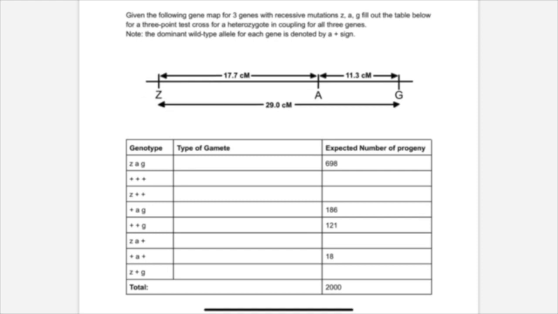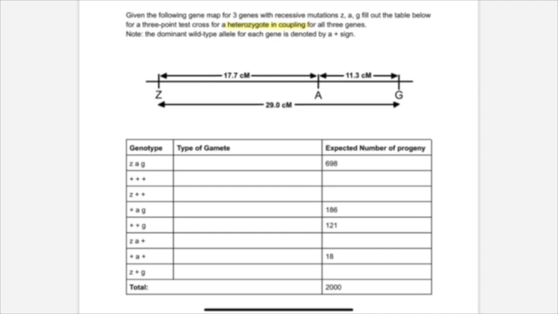We also see a little note here that the dominant wild-type allele for each gene is denoted by a plus sign in the table. Looking at the information we've been given right off the bat, something I would highlight if this was a question on a test is that we have a heterozygote in coupling. So what that tells us is what the chromosomes look like. We know that all the dominant alleles are on one and all the recessive are on the other.